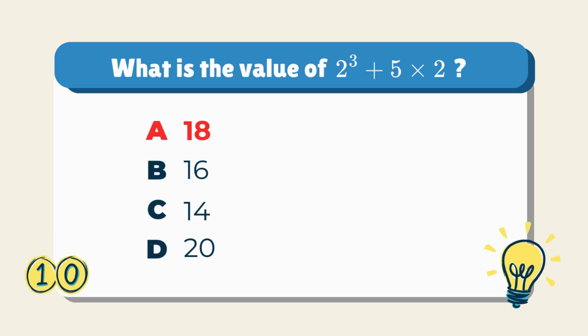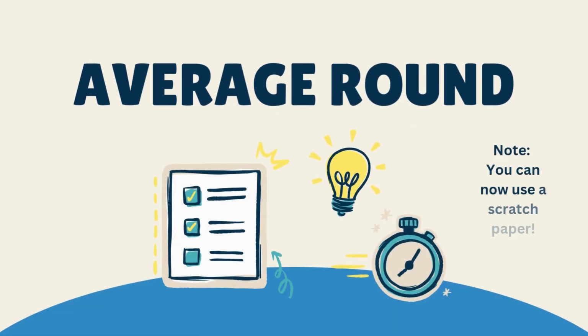Okay, good job. That's the last question for the easy round. Take note of how many points you got in total. Next, average round. So this is still multiple choice, 30 seconds for each question, but you're now allowed to use a scratch paper in answering. Are you ready?